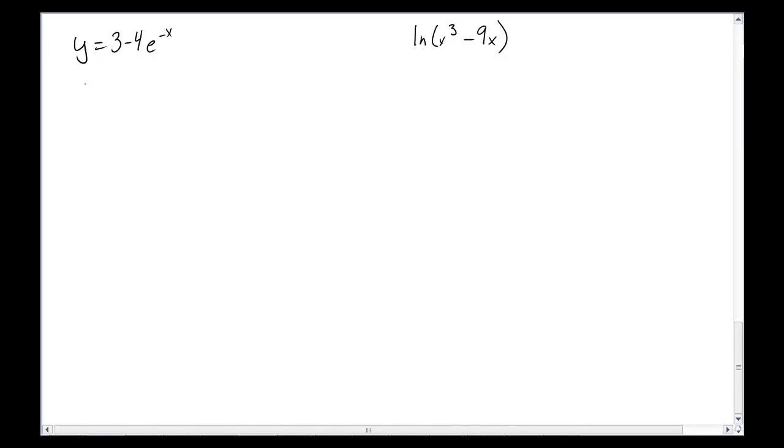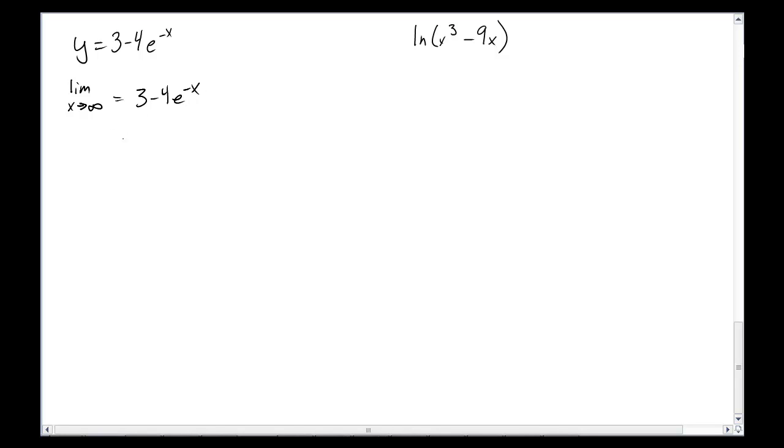Okay, so let's go y equals 3 minus 4 e to the negative x. So what I need to do to find my limits is, is there anything that x can't be? Well, no, x can be pretty much anything. So now the only important thing is we need to find the limit as x approaches positive infinity. Alright, well let's do that.